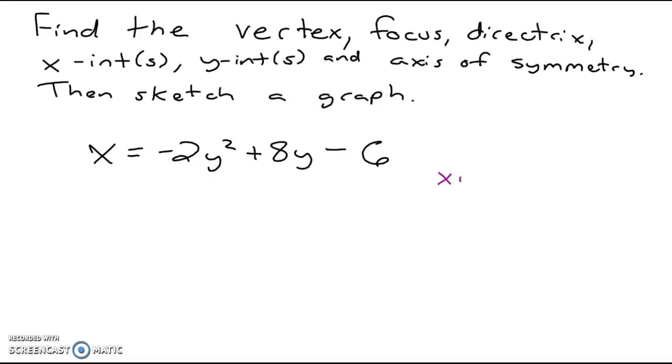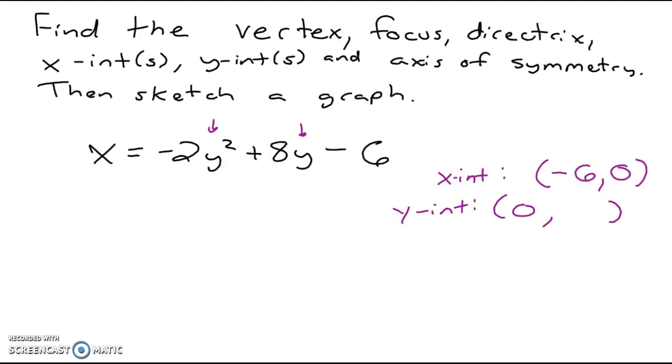So the x-intercept happens when y is 0. We can just substitute it in for y. So you get 0 plus 0 minus 6, which is negative 6, when y is 0. There's only one x-intercept in this situation. It's going to be a sideways facing parabola. Then we have the y-intercepts. The y-intercepts happen when x is 0, so we can make the x 0.